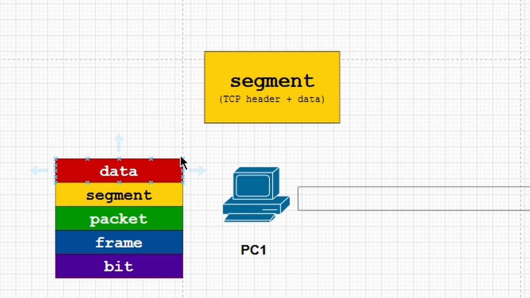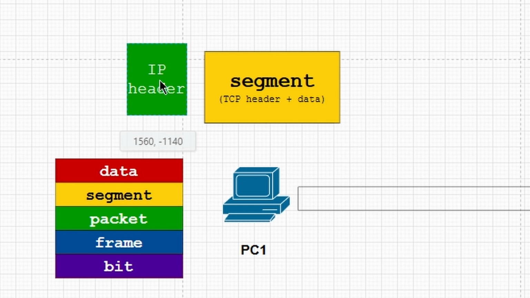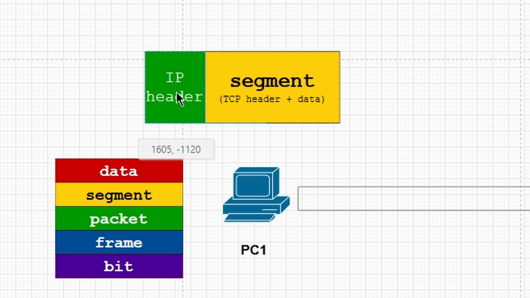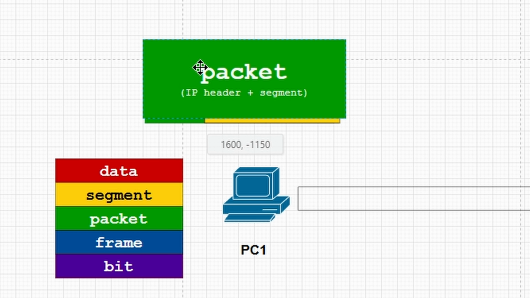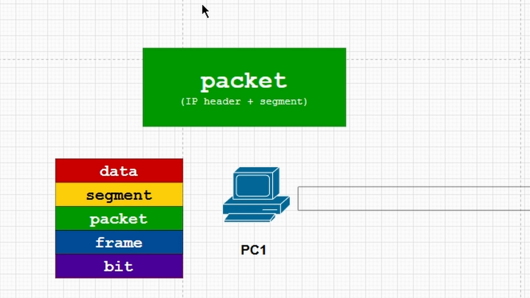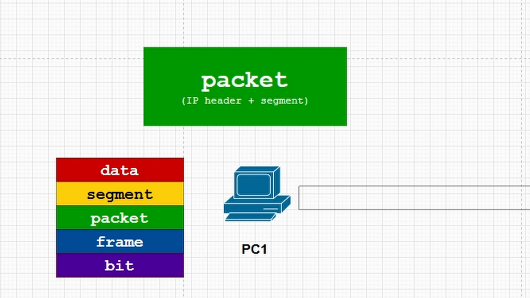We're going to encapsulate this segment into a packet, and we'll do that by attaching an IP header right next to our segment. The IP header has stuff like the source and the destination IP addresses, plus a lot of other important things too. When you have an IP header and a segment together, you now have a packet. Again, the packet has the IP header and a segment. So we're halfway there.